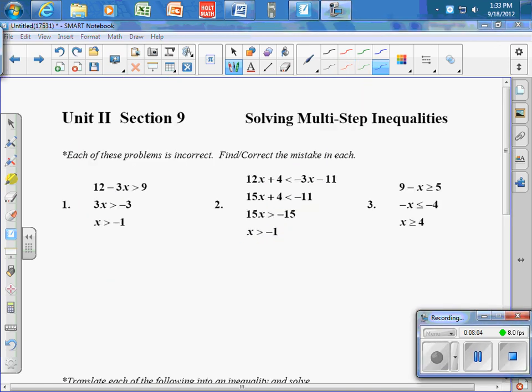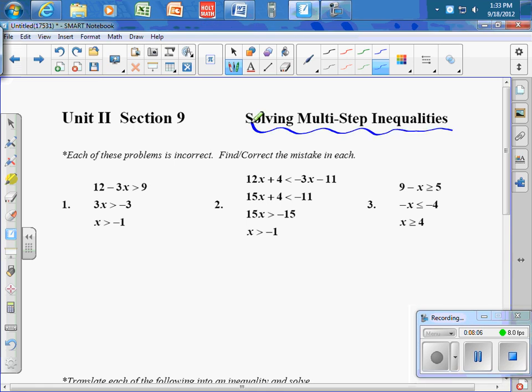Page 2, again, solving multi-step inequalities. Each of these problems is incorrect. Find and correct the mistake in each. Well, let's look at number 1. Here's my variable that I need to get isolated.